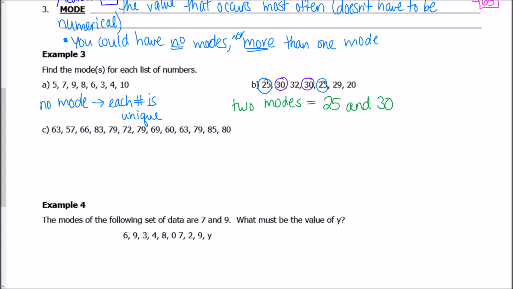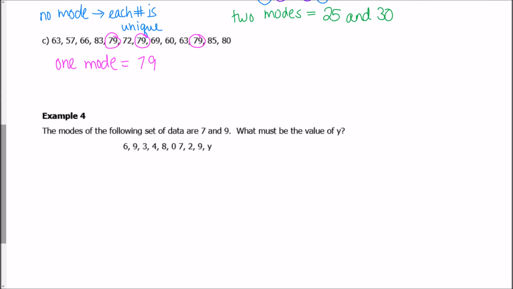Okay, and then in part C, it says 63, 57, 66, 83, 79, 72, 79, 69, 60, 63, 79, 85, and 80. So I see that there is a 79 here, a 79 here, and a 79 here. So the 79 is repeated 3 times, and it's the number that repeats the most number of times. So here we're going to say that there is one mode, and our one mode is equal to 79.